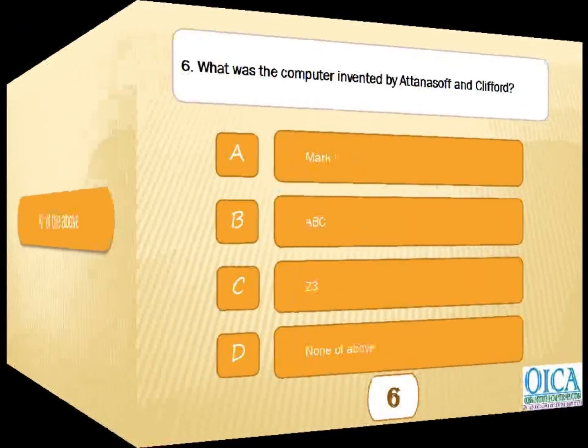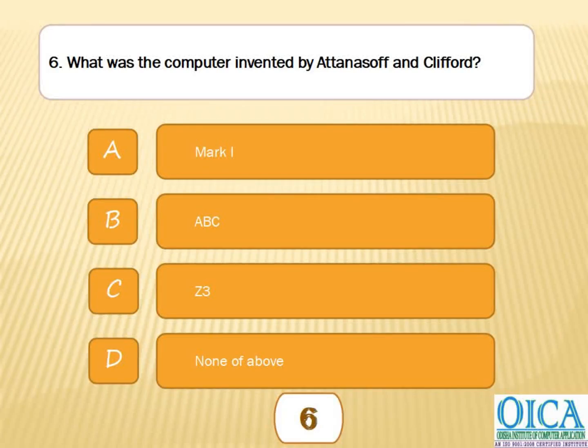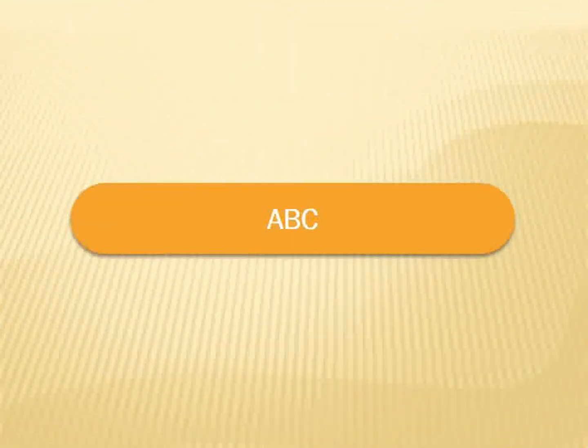Next, what was the computer invented by Atanasoff and Clifford? A. Mark I, B. ABC, C. Z3, D. None of above. The answer is B. ABC.